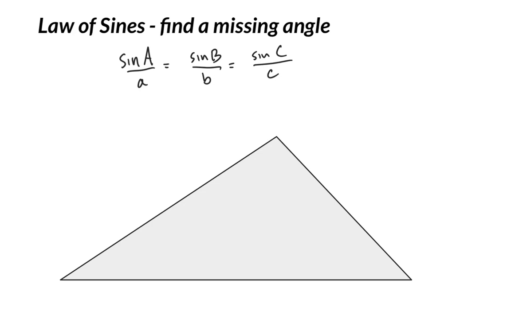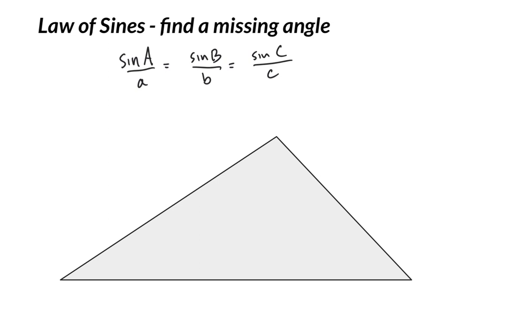The law of sines can also be used to find missing angles. And just as a reminder from my previous video about finding sides, the law of sines is used when you're not working with a right triangle. If you had a right triangle, you'd want to use SOHCAHTOA.